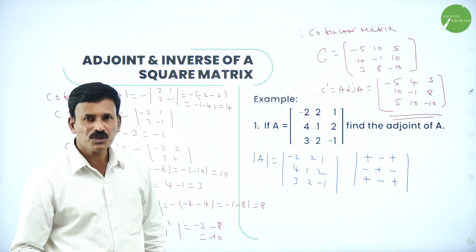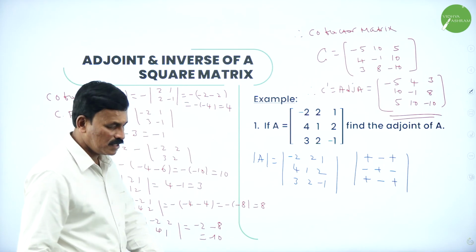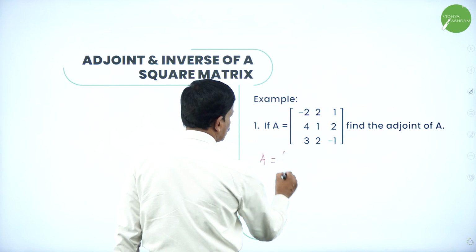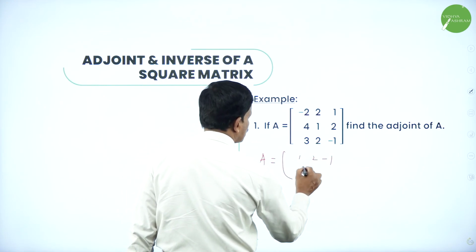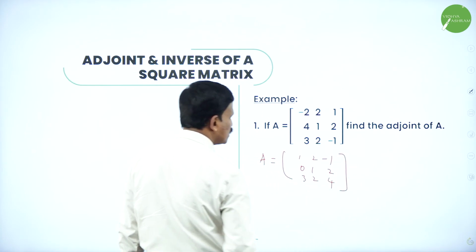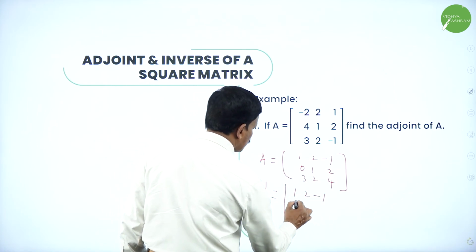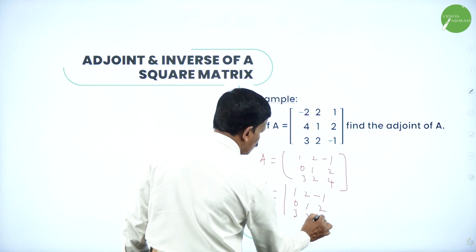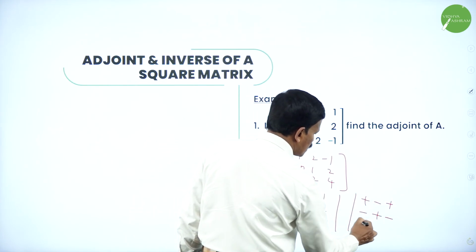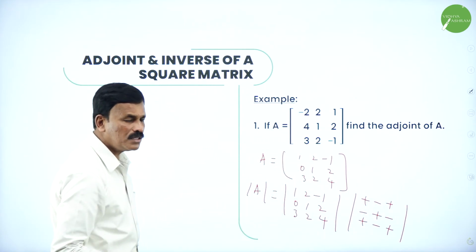So, let me take one more problem to find the adjoint, but I will reduce the steps here. Let us take this problem. Find the adjoint of A is equal to 1, 2, minus 1, 0, 1, 2, 3, 2 and 4. This is the matrix. Now, let us write down the determinant of A. Determinant of this is 1, 2, minus 1, 0, 1, 2, 3, 2 and 4. The signs are plus, minus, plus, minus, plus, minus, plus, minus and plus. Diagonals are positive, remaining are all negative signs.